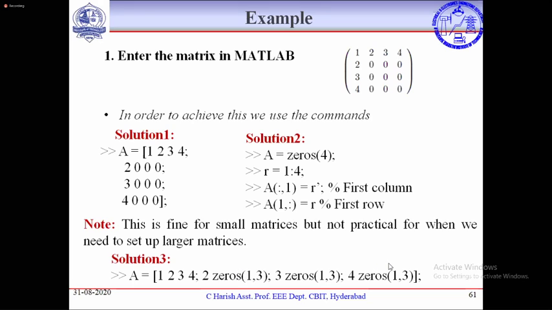Okay, is it clear? A equal to 1 2 3 4, colon, then second row 2 followed by zeros of 1/3, third row 3 followed by zeros of 1/3, fourth row 4 followed by zeros of 1/3. It will create the same matrix. Within one command, we are able to generate the total matrix. Okay, the better way of answering is how short you are writing, how many lines of commands you are writing. This is a better way.